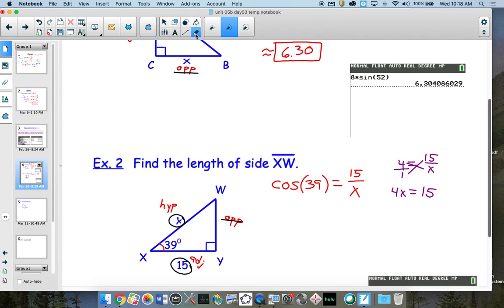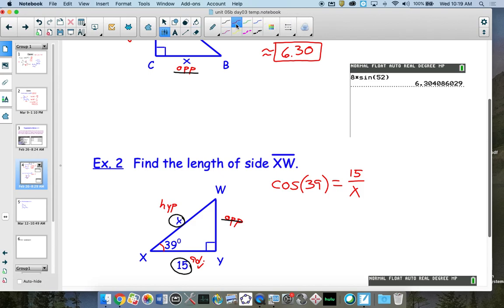Another way to think about that, if you don't like that way, instead of cross multiplying and making a fraction, you can do it just like we did the other problem and say, well, let's multiply both sides by x. These x's cancel, and there you go. 4 times x equals 15. And then divide by 4, and we'll get x equals 15 divided by 4. Alright.